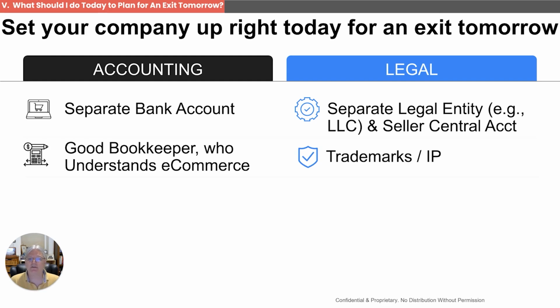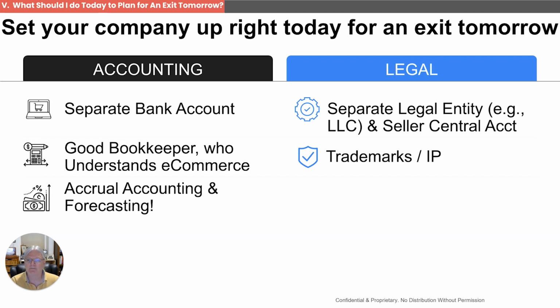On the legal side of things, it's absolutely critical, as you're hearing in the Freedom Ticket program, that you have your trademarks and your intellectual property and your brand registry and all of these things clearly owned. I always say you need to make sure that you have what's called a clean company, and certainly from an intellectual property standpoint, you need to focus on that. Finally, from an accounting perspective, you need to have what's called accrual accounting, not cash accounting, and you need to have a solid forecast of where you're going in order to plan your inventory.